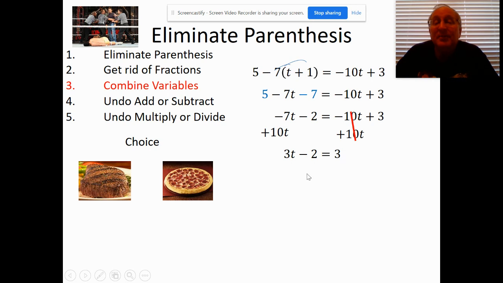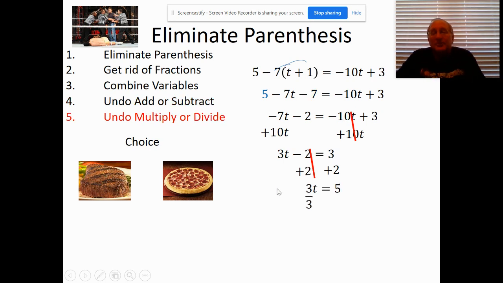Now what I'm going to do is add 2 to each side. Undo the add or subtract. Cancel the 2's out. So now I'm going to divide by 3. And sometimes, because it's a multiply by 3, so divide by 3, they don't always work out. So I end up with a fraction: t is equal to 5 thirds. All right, so that was this one, done by getting rid of the parentheses.